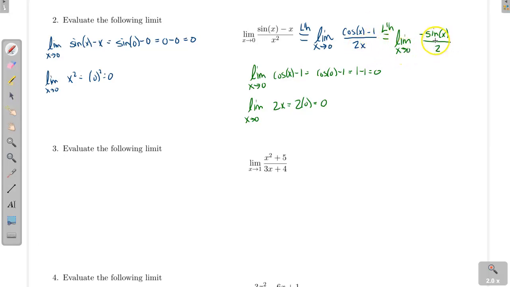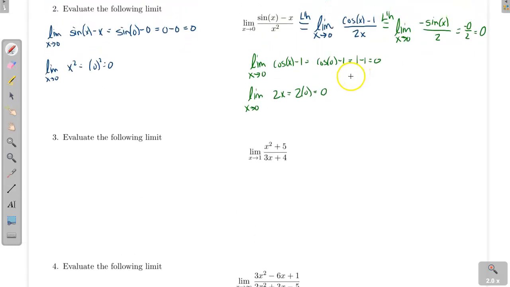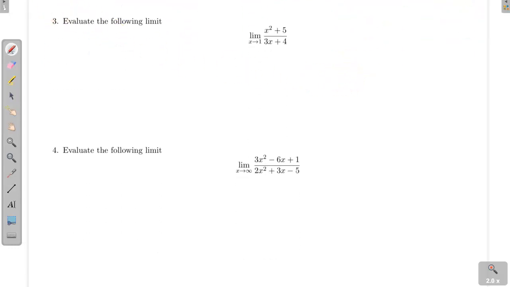And now I can just plug in 0. Sine of 0 is 0, so I get 0 over 2. Negative 0 over 2 doesn't matter. I get 0 as my final answer. On this one, just be careful. Sometimes you have to do L'Hopital's rule more than once. And yeah, looks good.